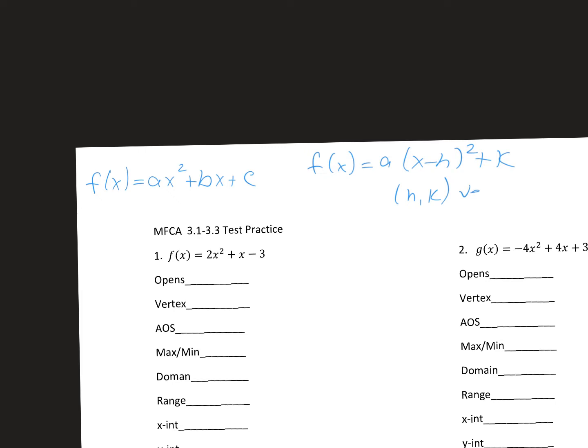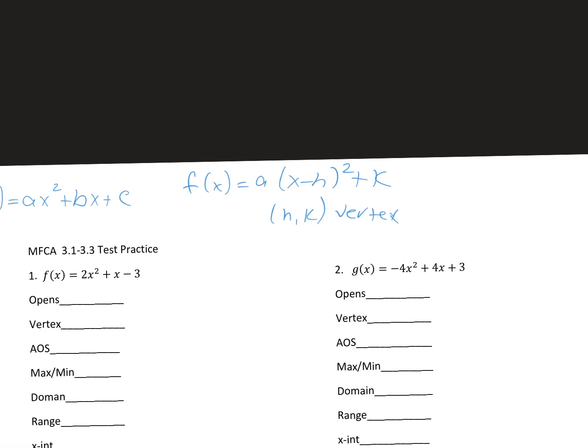What's your vertex? So you're going to have questions that give you your equation in standard form, and you have to write it in vertex form. Remember that vertex is what tells you so much about your parabola. How do you find the vertex when you're in standard form? It's x equals negative b over 2a. Once you find that value, you plug back in to find your y.